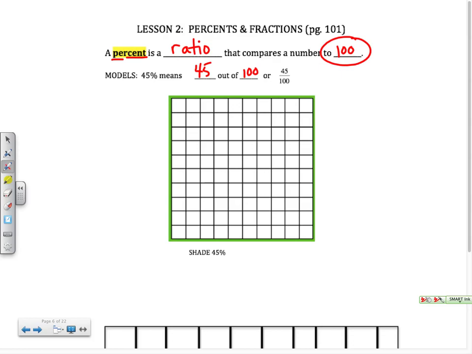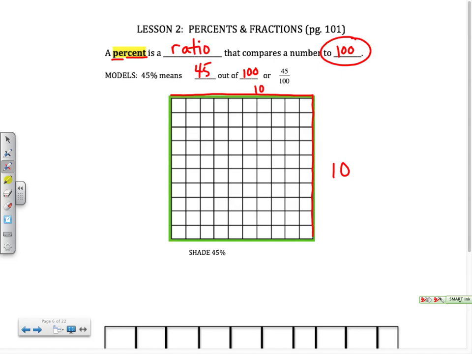If you look at this grid, I have 10 units on this side. 1, 2, 3, 4, 5, 6, 7, 8, 9, 10. 10 units going across. So we know that 10 times 10 is 100. So there are 100 units in here. I need to shade 45 out of those 100 units to show you what 45% actually looks like.